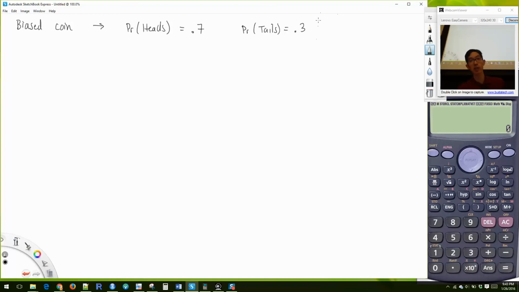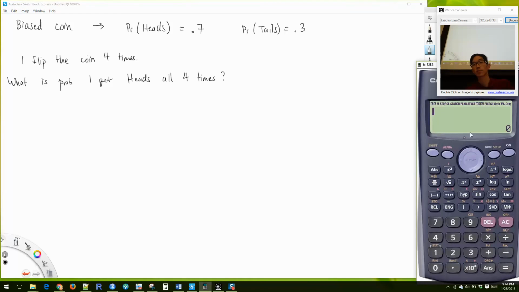Probability that it lands heads is now 0.7. Probability that it lands tails is 0.3. Is this okay? All right, I will flip the coin 4 times. What is the probability I get heads all 4 flips, all 4 times? What is the sequence that must happen, and what is the resulting probability there?